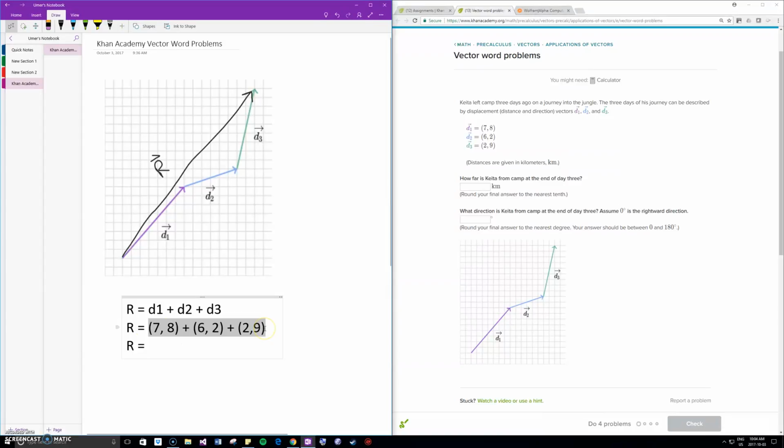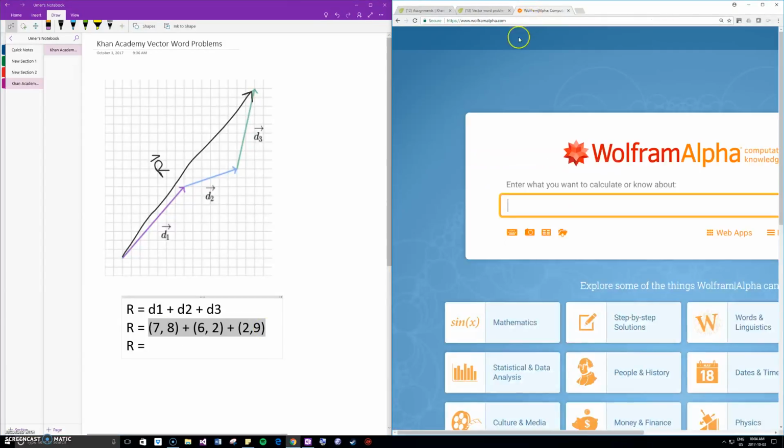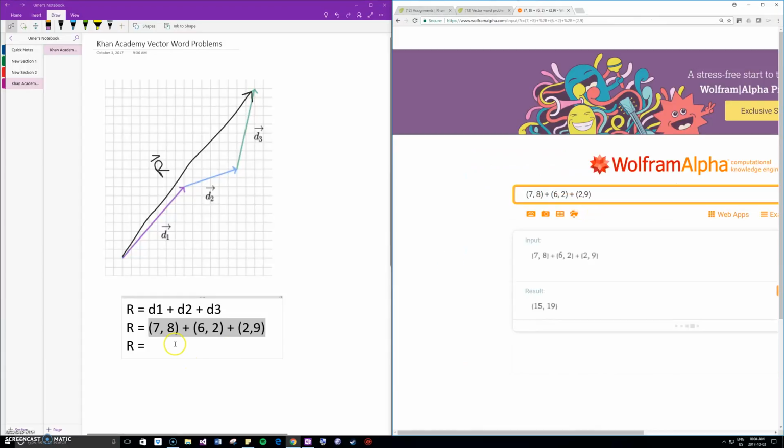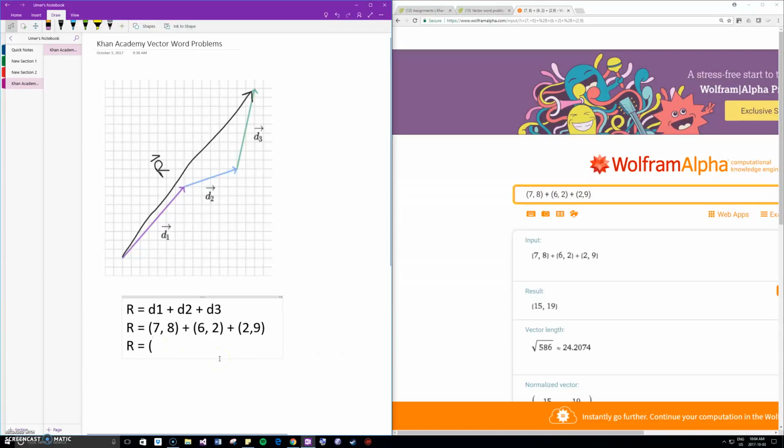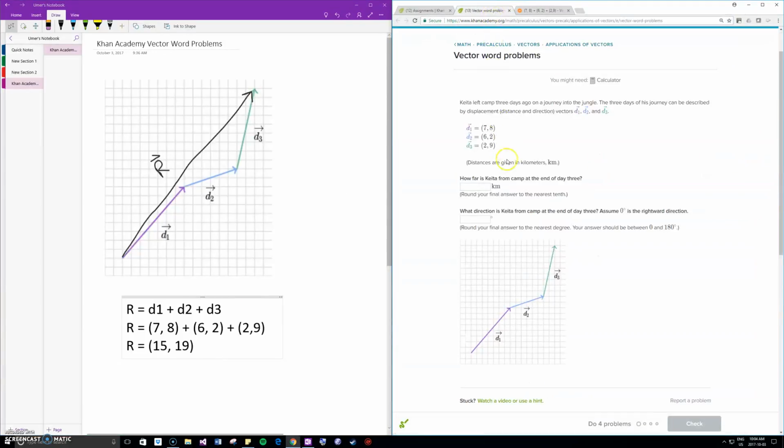That kind of stuff, I like just throwing it into Wolfram Alpha. It can figure it out for you. There it is. So if you add all the x's together, you get 15. Add all the y's together, you get 19. So back to the question. That's this vector here, this black vector.